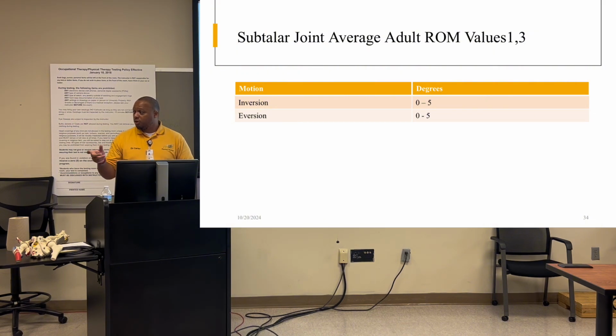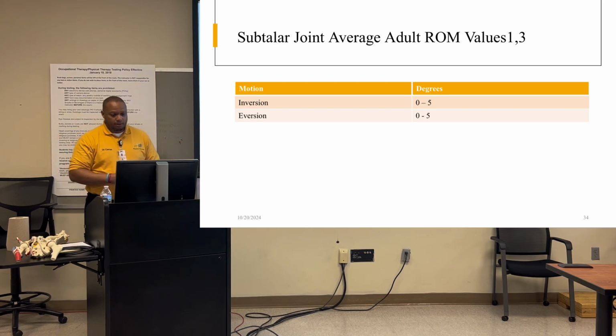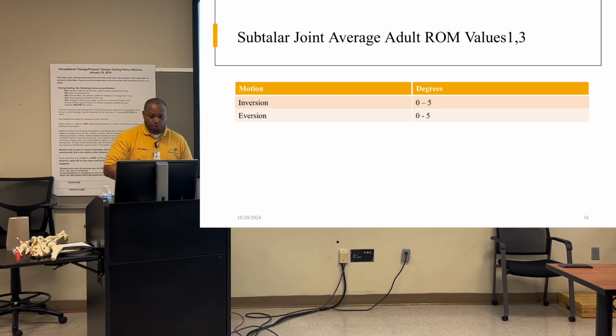Inversion. So typically you're going to get more range of motion with passive range of motion inversion. And typically you're going to get double the amount of inversion than you would get with eversion when you passively assess those. Okay? But this is for active range of motion.